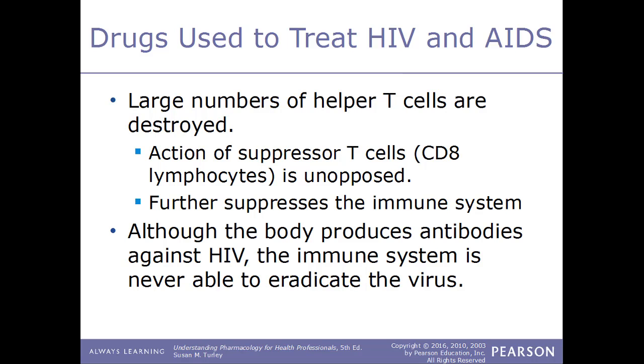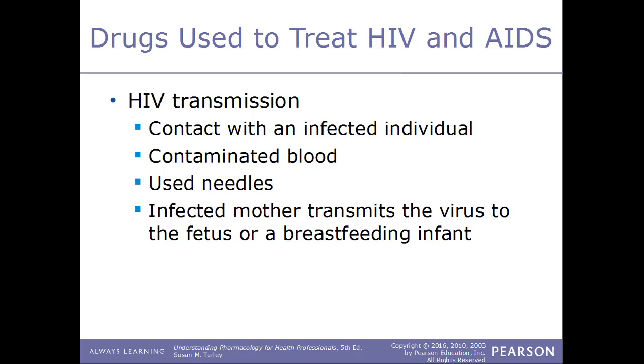So that means the action of the suppressor T cells, the CD8 lymphocytes, is unopposed. So this throws off the balance of the CD4s versus the CD8 lymphocytes. So this will further suppress the immune system. And although the person's body will produce antibodies against HIV, the immune system is never able to eradicate the virus. HIV transmission: there are multiple routes for transmission. It can include contact with an infected individual. It could be contact with contaminated blood, used needles. An infected mother transmits the virus to the fetus or to a breastfeeding infant.